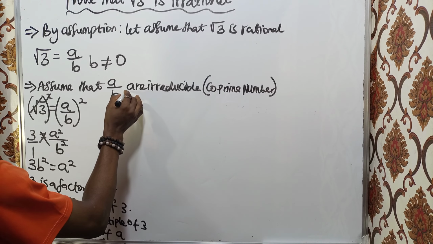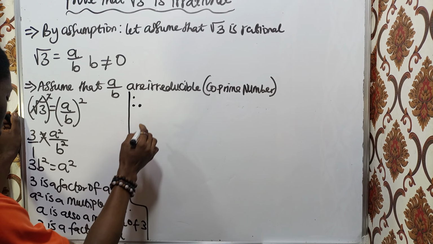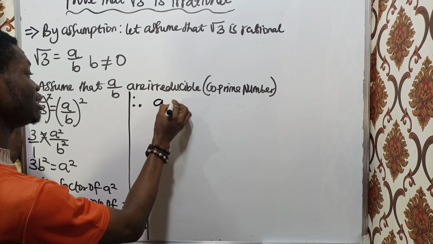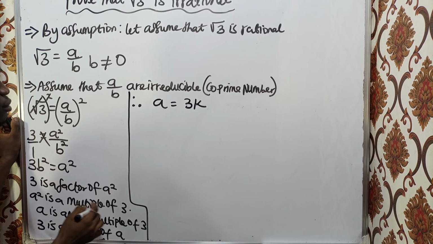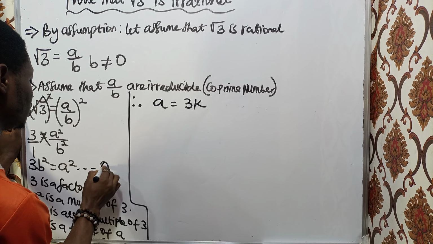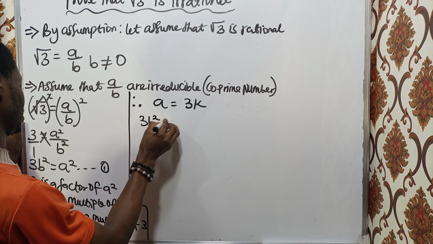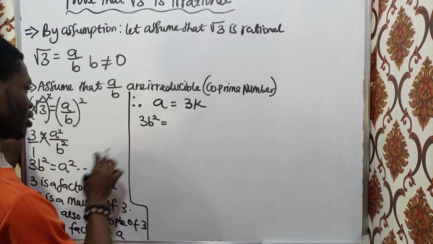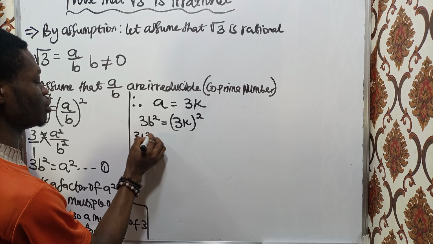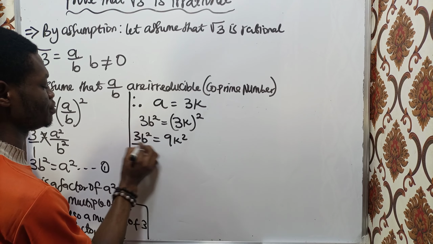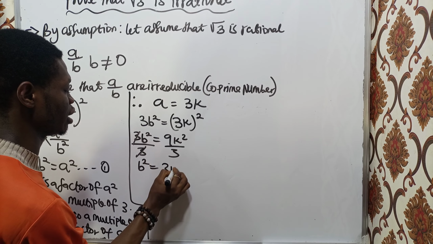Therefore, we can now say that A is equal to 3 times a certain integer value, k. Substituting it in this equation, which we can call equation 1, we are going to have 3b squared is equal to 3k squared. So 3b squared is equal to 9k squared. Divide by 3, divide by 3. Our b squared is equal to 3k squared.